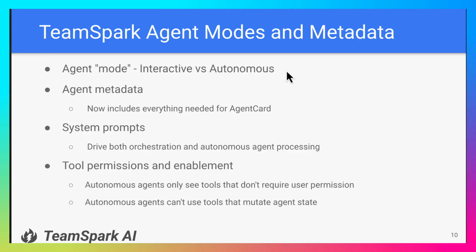So I'll talk a little bit about some of the changes we had to make. We made a change in the agent configuration in TeamSpark so that the user indicates whether it's an interactive or autonomous agent. So interactive meaning just a normal agent you chat back and forth with, and autonomous meaning this is an agent that's a remote agent whose job it is to essentially solve a problem, complete a task or return information without interacting with the user, without maintaining any context or state. We added the agent metadata that we needed for the agent card to support the protocol. I'll show you what that looks like in a second.